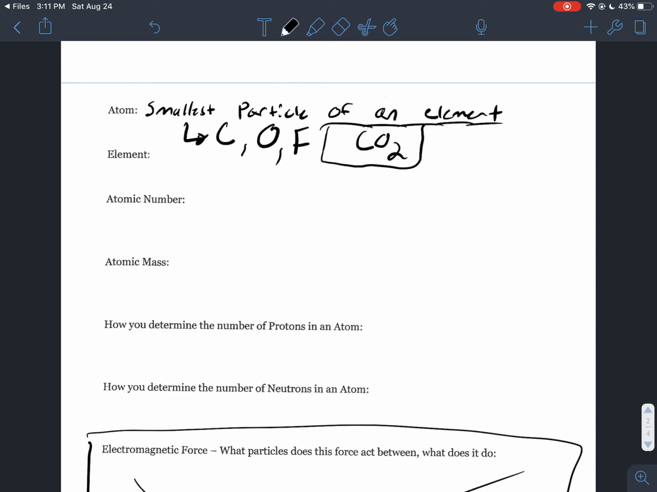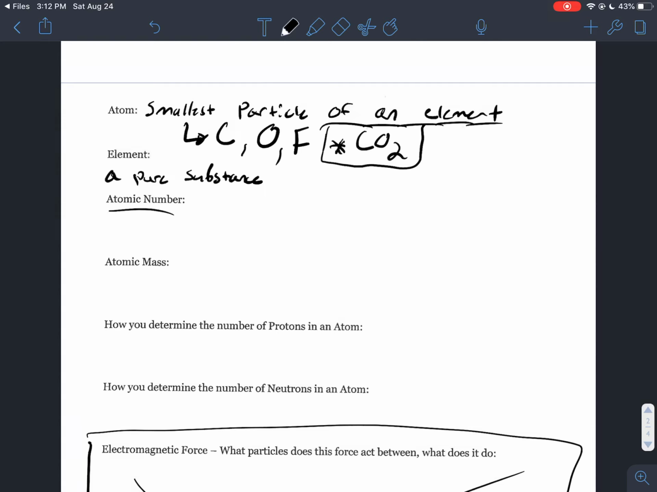Then an element is a pure substance. So it's the smallest you can get. CO2, or carbon dioxide, something we breathe out right here, that's made up of two elements, carbon and oxygen. That's a little preview of next week. Don't worry about that right now. The atomic mass, oh, I'm sorry, I skipped one.